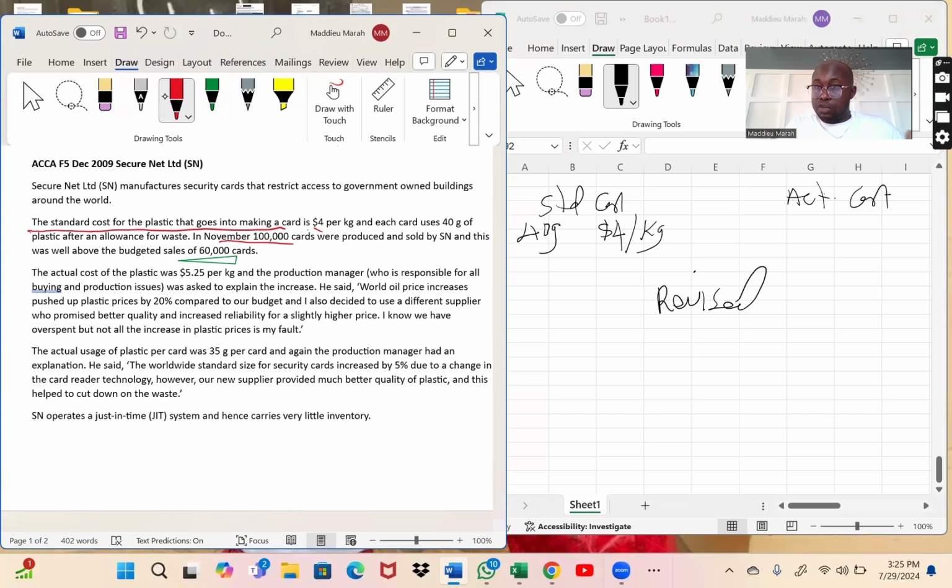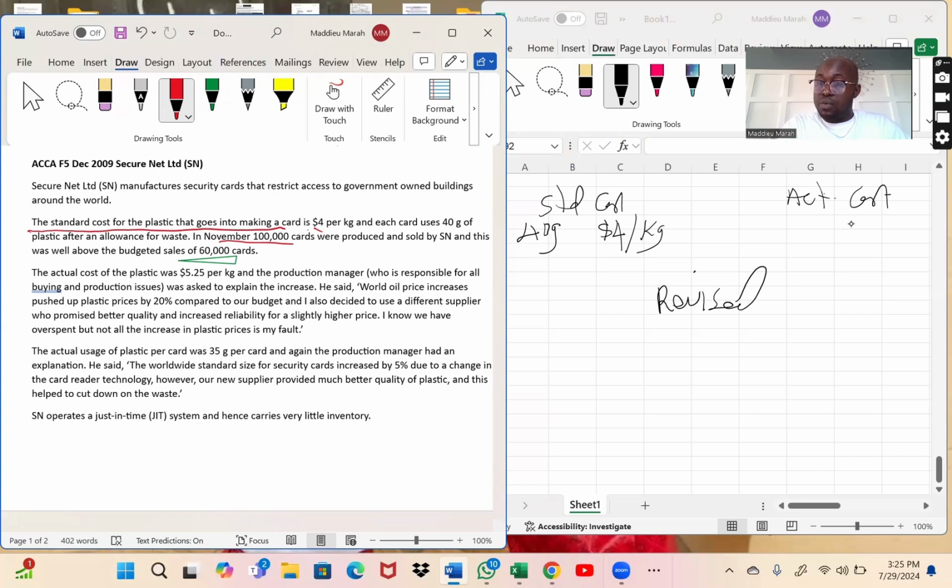We'll keep that one for now. Actual production. We'll use actual production. You know, actual production goes with standard grams per production. We'll keep that. Now, the actual. The actual cost of the plastic was $5.25.